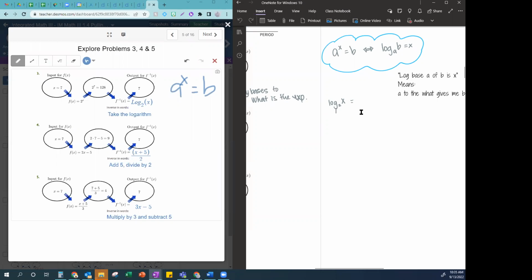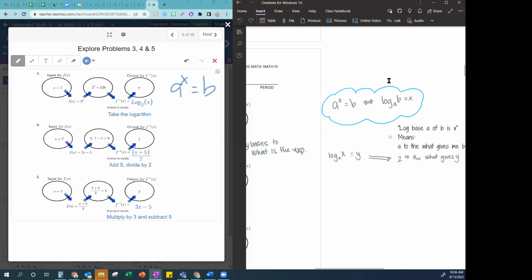Log base 2 of x. So this thing is actually asking you, just pretend it says y. This thing is actually saying, now if you take it over here, 2 to the what gives y. That's all they're asking. Okay, so this is the inverse function of this.